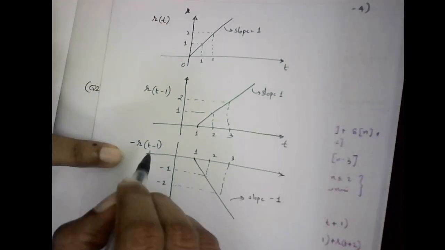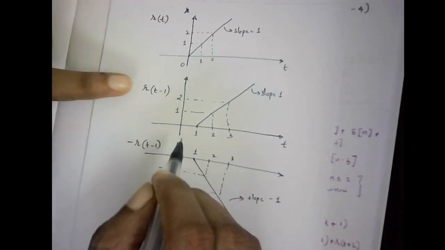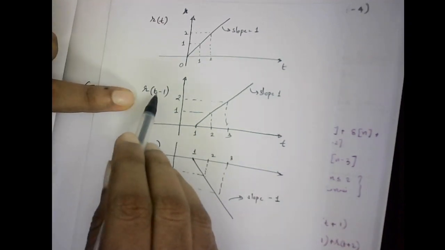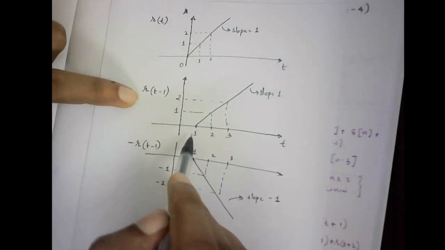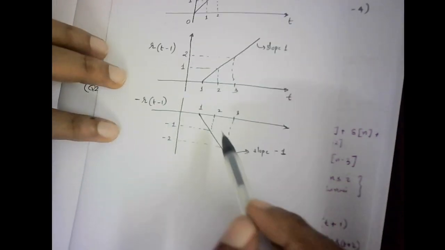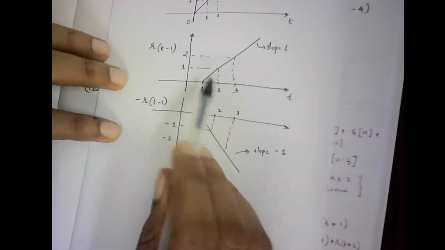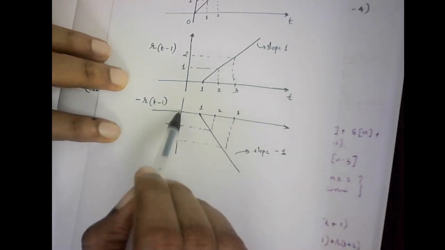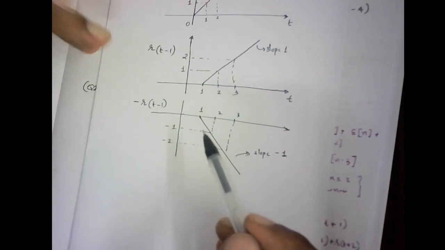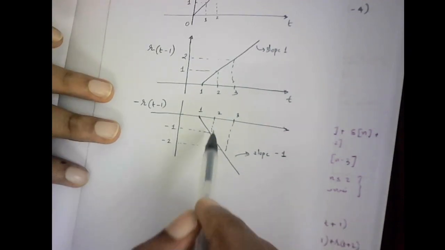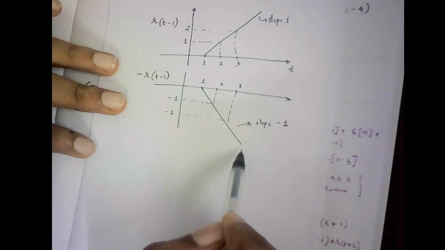Okay, so the first one is r of t, this is minus r of t minus 1. How do you obtain this? You have taken r of t minus 1, which is a ramp signal delayed by 1 second. Now you took the mirror image of this signal about the x-axis. Okay, this is not time reversal, please note, this is actually amplitude reversal. So you got a signal like this.